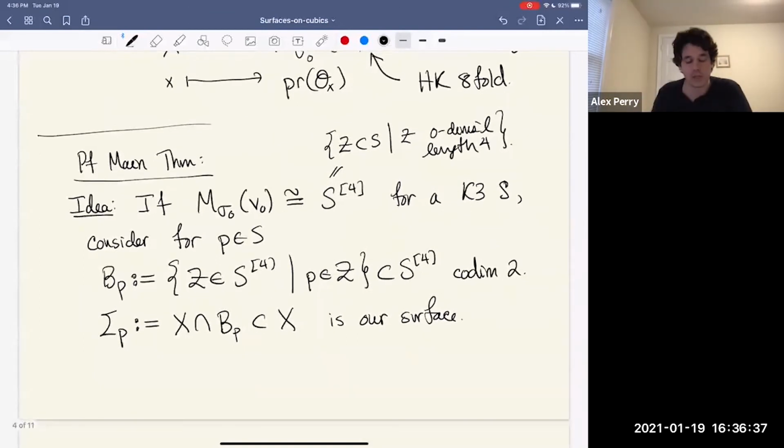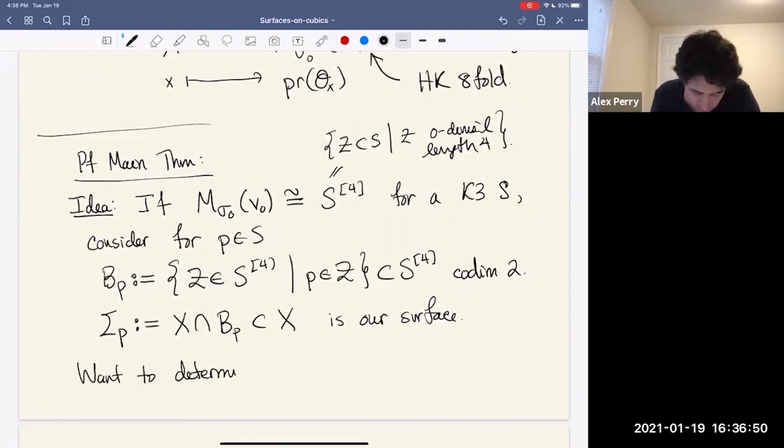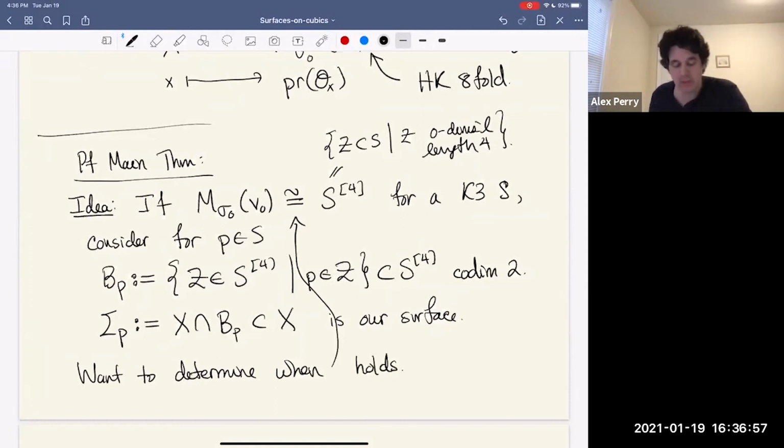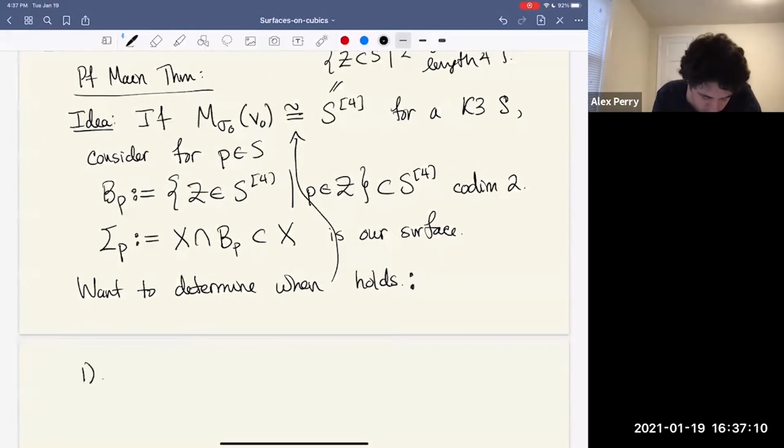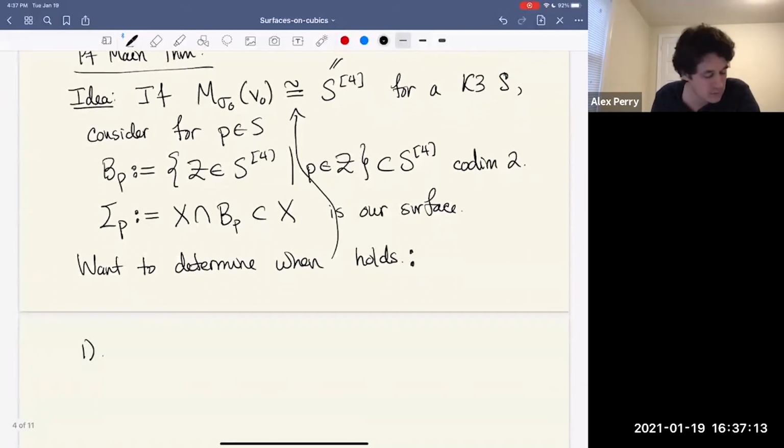And at least for generic P, this will give you a surface indeed inside of X. And so the idea for the proof of the main theorem is that we want to determine when that isomorphism holds. And if we have conditions when that holds, then using this construction, we can get surfaces on our cubic fourfold. So I'll explain to you now how to determine when this holds. Okay, but that's the basic strategy.